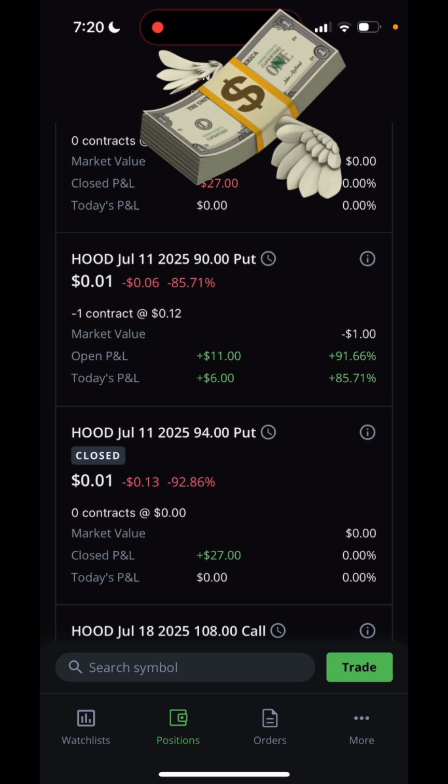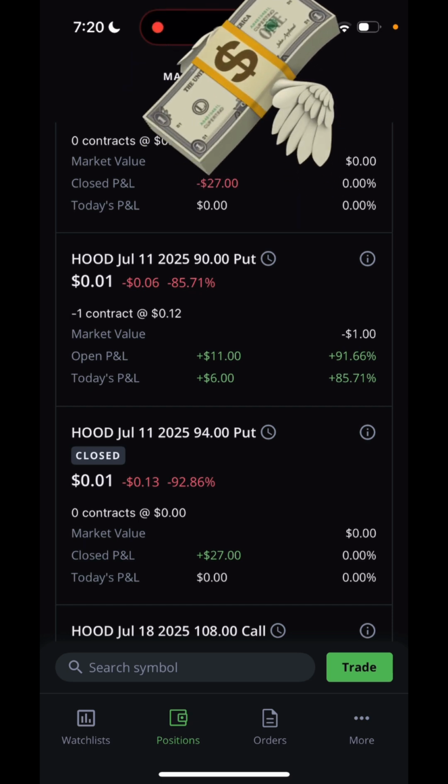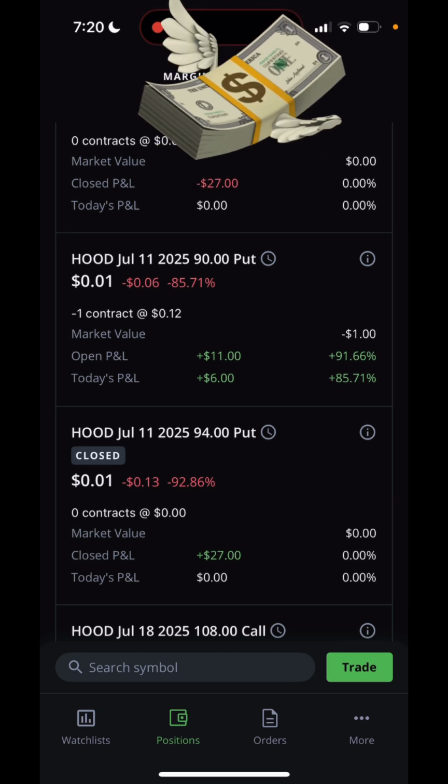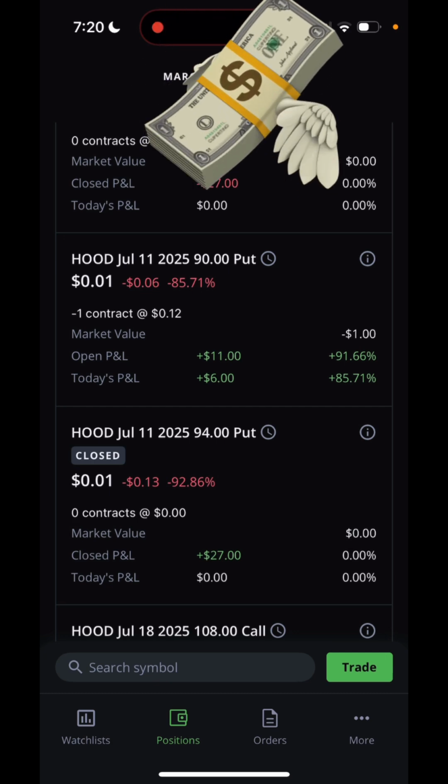These are the last two puts that I have on Hood. So after today, I won't have any puts, but I may consider opening some new positions in the next couple days to weeks. Let's see how Hood trades.